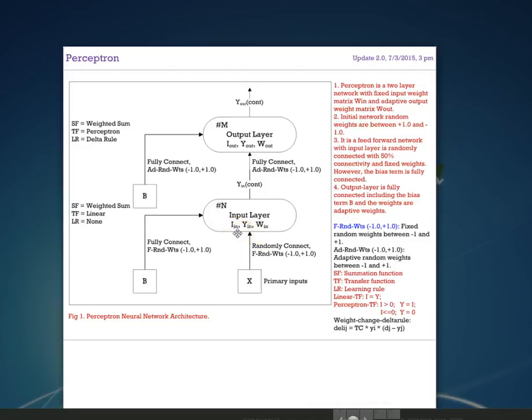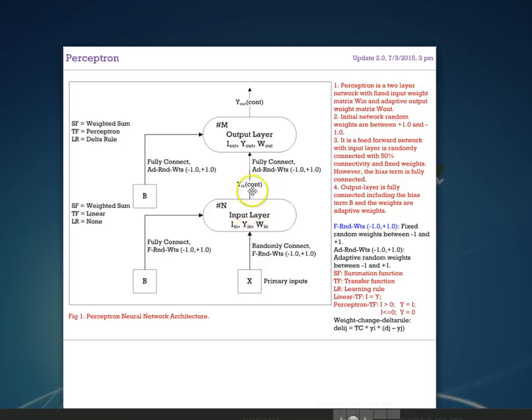Each of these elements will generate its own internal activation. When you apply the transfer function, in this particular case a linear transfer function, it will generate the Y output. The weight matrix from the primary inputs to the input layer is called WN, that is, the input layer weight matrix.